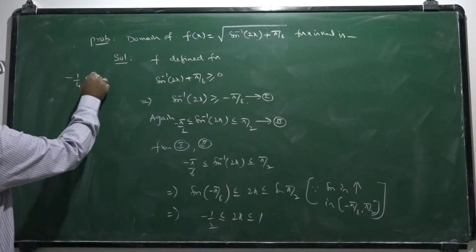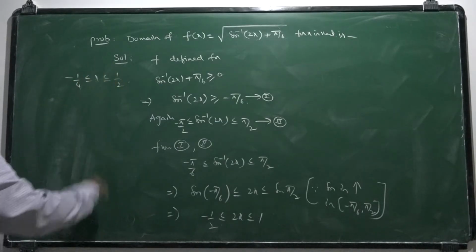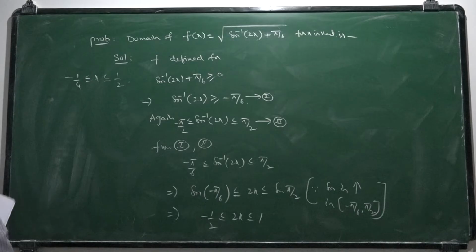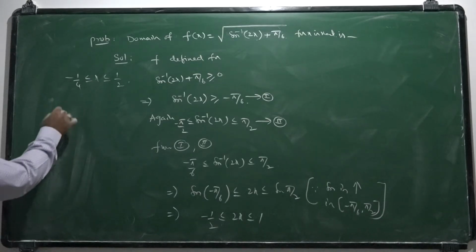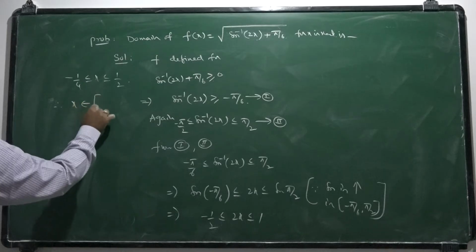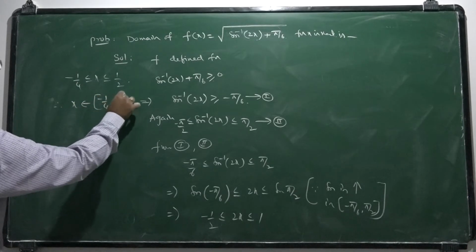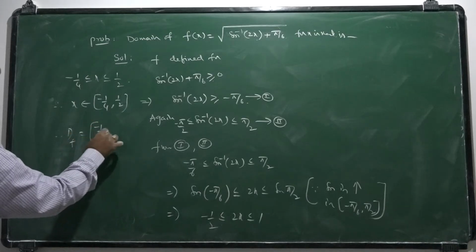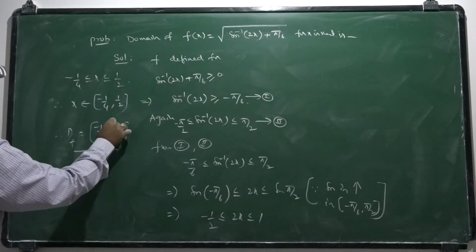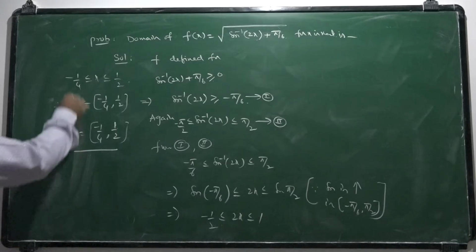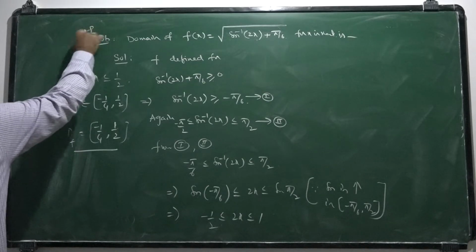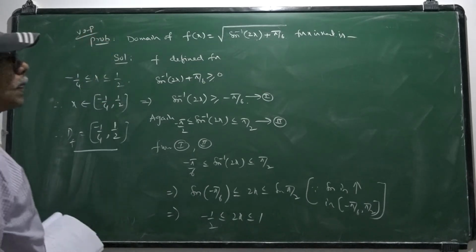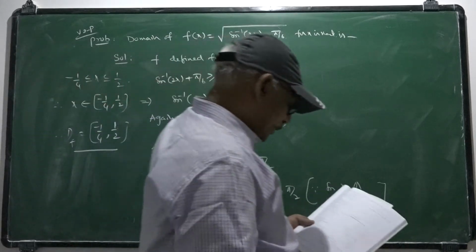So minus 1 by 4 is less than or equal to x is less than or equal to 1 by 2. X belongs to the closed interval minus 1 by 4 to 1 by 2. Hence, domain of the function is this. This is an important problem given in IITs.